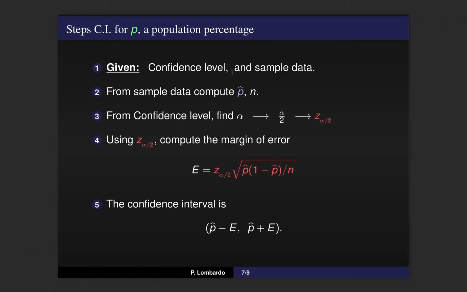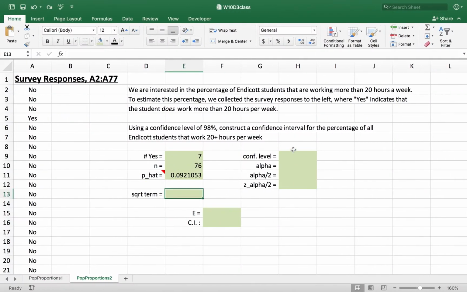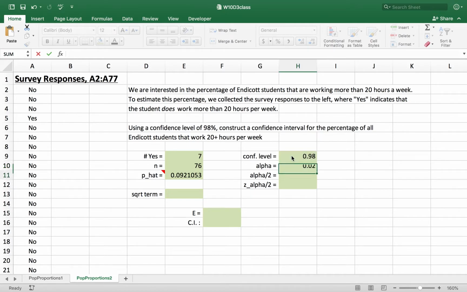Okay, so far we've identified our confidence level. We're looking at our sample data. We've computed p hat. Our next step here is to find our critical value. Since we're working with a confidence interval for a population percentage, we should use our z critical value. So from a confidence level of 98%, we walk through our usual process. We find alpha, we divide alpha by 2, and then we use norm.s.inv with 1 minus alpha over 2 to its left to find our critical value. So here's our critical z-score, 2.33 if we round.